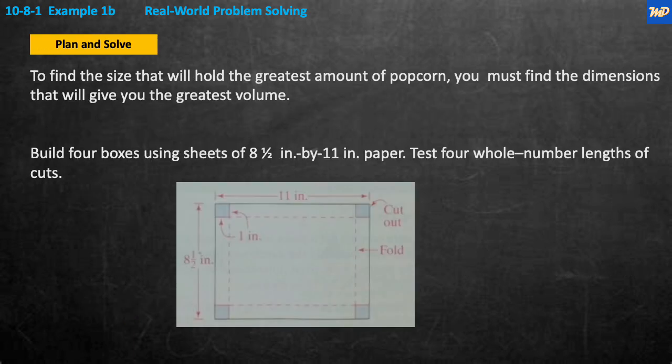Okay, example 1B, we're continuing with example 1 of this real-world problem. Plan and solve. This is part 2. To find the size that will hold the greatest amount of popcorn, you must first find the dimensions that will give you the greatest volume. Makes sense? Build 4 boxes using sheets of 8.5 by 11 paper. Test 4 whole number lengths of cuts. What are they going to be? They're going to be 1, 2, 3, and 4. But let's move on to the next slide.